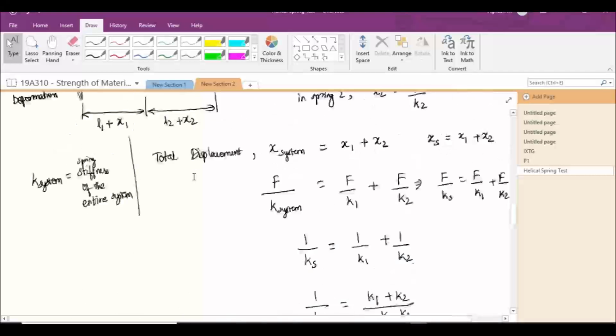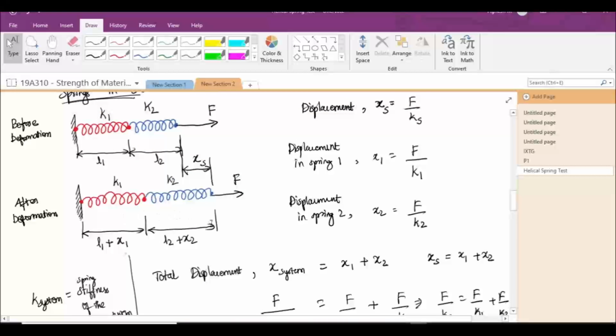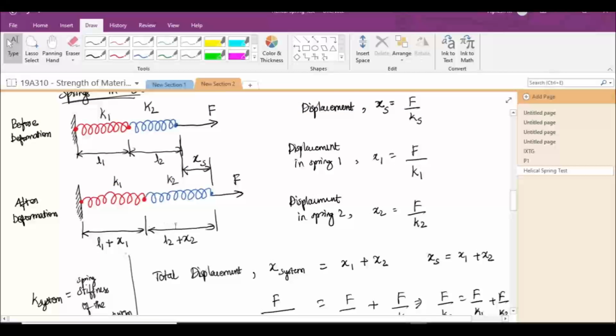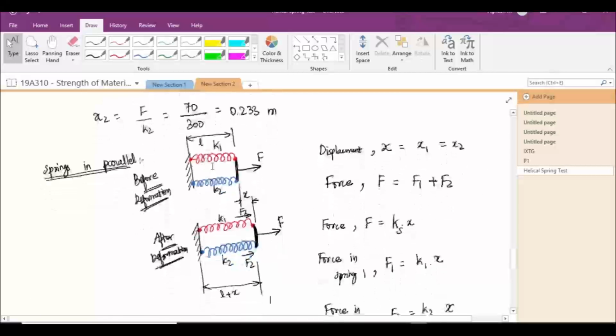So previously it was L1, L2 because of two different springs, and the springs were kept in series. Here, both the length of the springs are kept constant or same, and both the ends of the springs are fixed together, and it has been pulled by a tensile force. I can also apply a compressive force here.